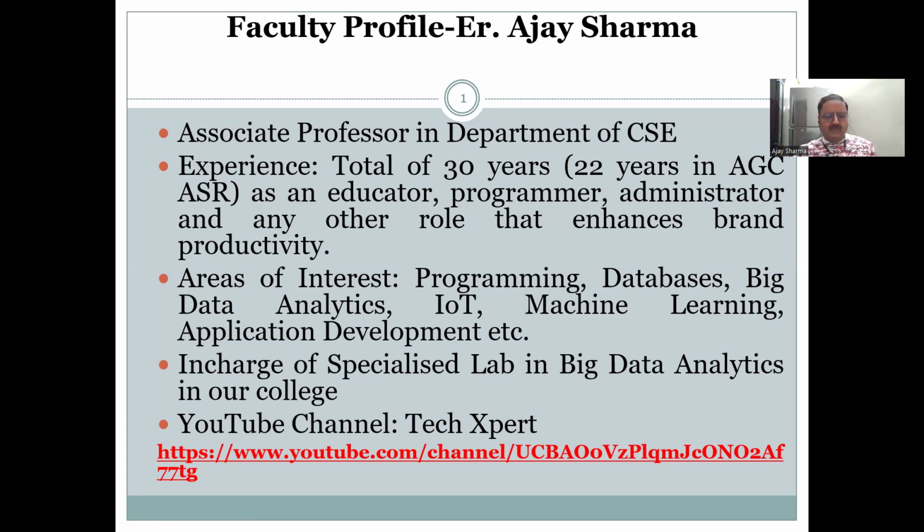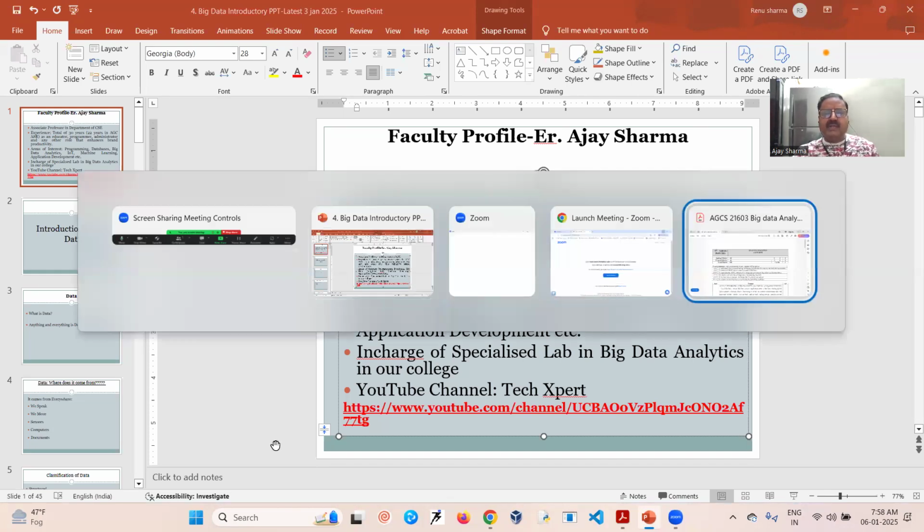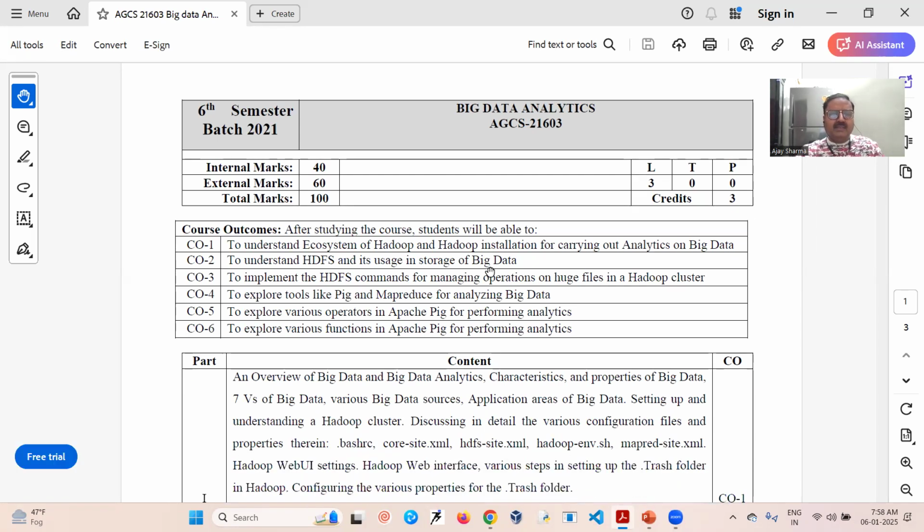Before I actually begin with today's topic, I would like to give you a brief introduction about all the things that we are going to study in this course. This course on big data analytics is divided into six COs. The first CO is to understand the ecosystem of Hadoop and Hadoop installation. The next, CO2, is to understand the Hadoop Distributed File System and its usage in storage of big data. The third, CO3, is to implement the HDFS commands for managing operations on huge files in a Hadoop cluster.